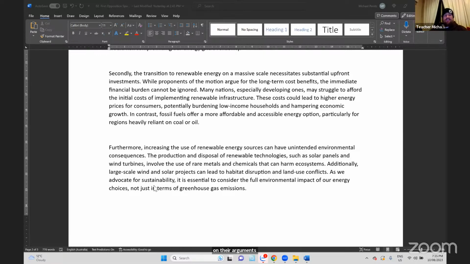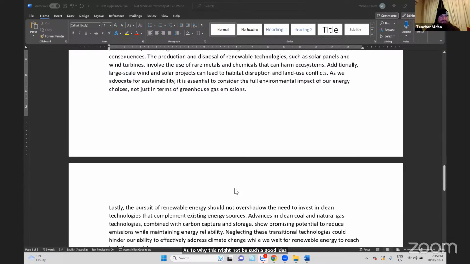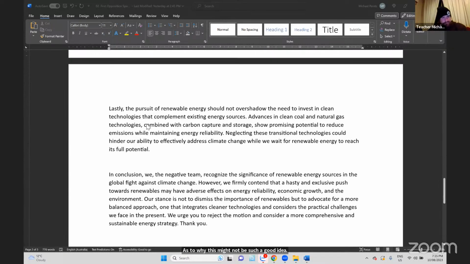So as we advocate for sustainability, it is essential to consider the full environmental impact of our energy choices, not just in terms of greenhouse gas emissions. So we're saying here that, yeah, greenhouse gas stuff is important, but there are lots of other things to consider as to why this might not be such a good idea. One final argument there. And again, lastly, we're still signposting our arguments.